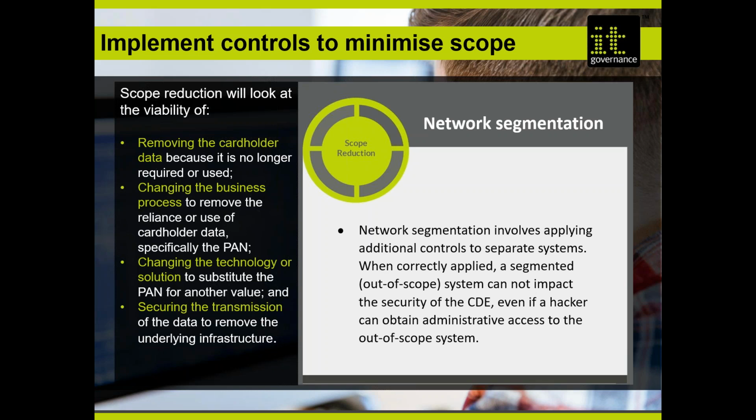So therefore, if you don't need to store the PAN, then the PCI DSS doesn't apply to areas of that business. And therefore, they're out of scope for the assessment, and this scope can be drastically reduced. Once you are no longer storing the data, you only have to worry about whether it's in transit across your network, which makes network segmentation a lot easier.